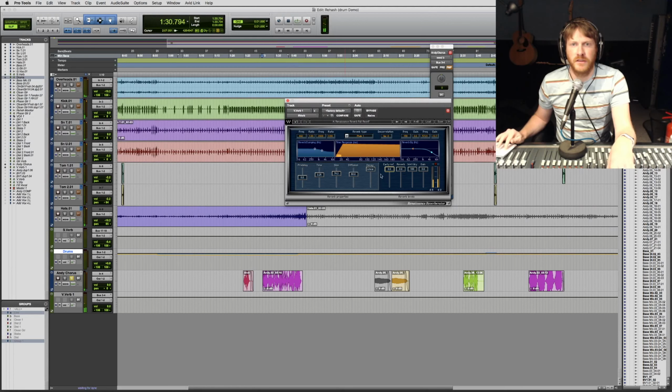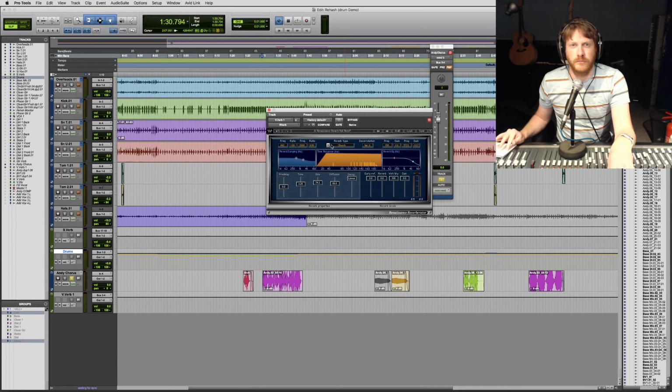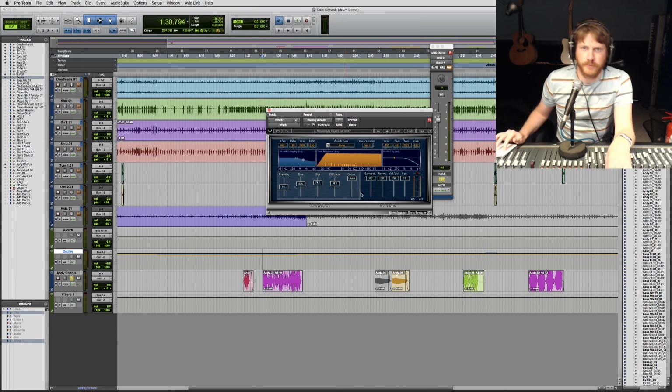You see that plates have very little, very fast early reflections, and natural spaces have more spaced out early reflections that get bigger as the space gets bigger. So a church would be big, yeah. The first ones are really far away, and then they come back fast. And the room should be smaller, yeah.